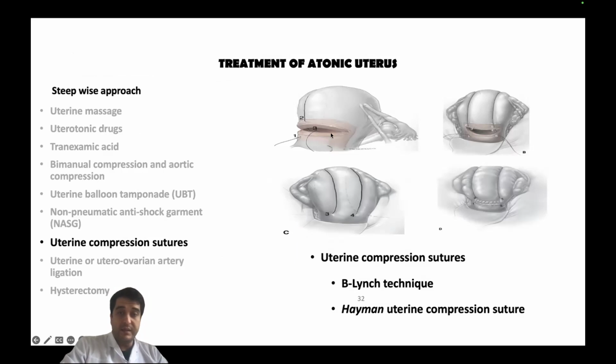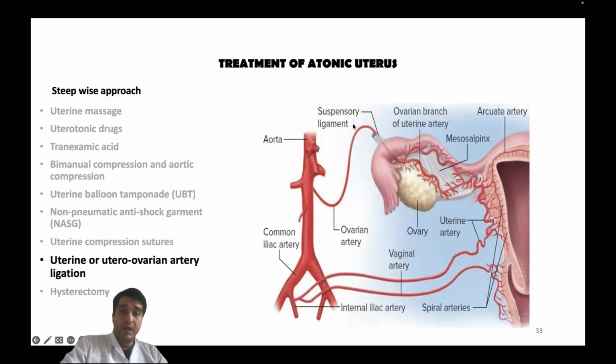In this case, you can see the technique of uterine compression sutures. These are the B-Lynch sutures and Hayman uterine compression sutures. We also have uterine or utero-ovarian artery ligations. You must do a ligation of the ovarian artery, and you must also do a ligation of the internal iliac artery. If you ligate the internal iliac artery, you will stop the blood supply of the uterus, so you will also stop bleeding from the uterus during postpartum hemorrhage.